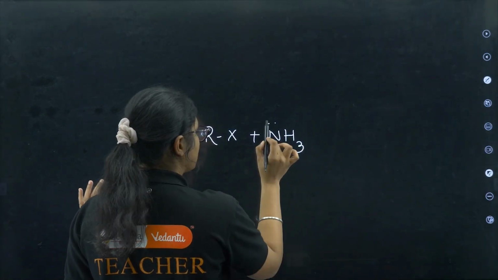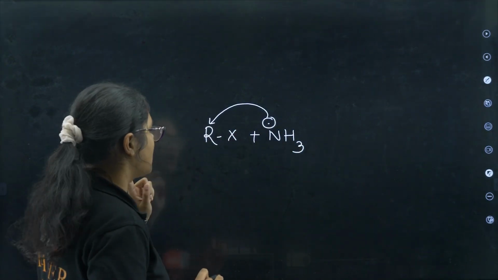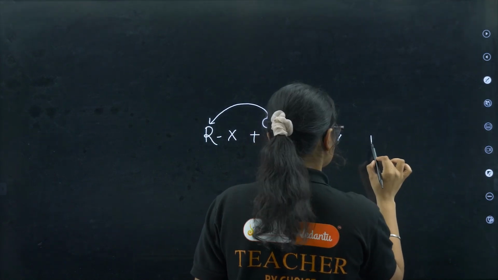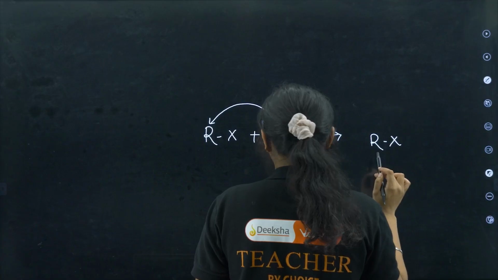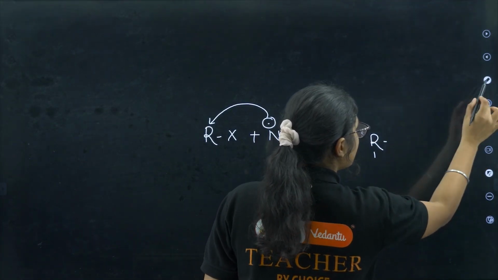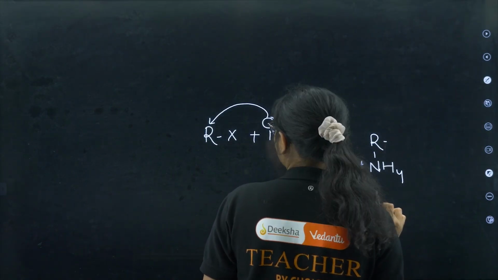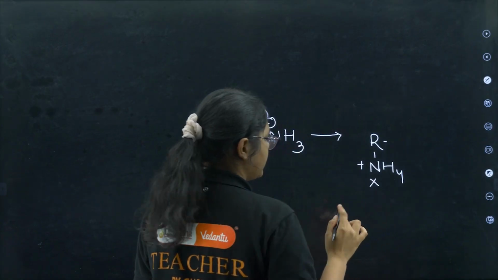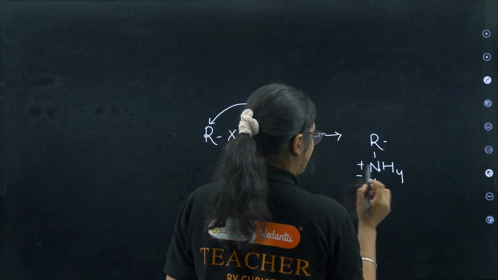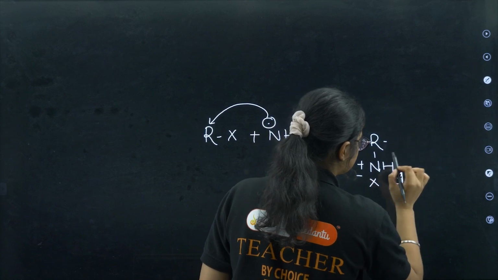Now this nitrogen lone pair is hyperactive. What will it do? It will attack this R group. So now what will happen? You will get RNH3 plus, this X will not be there, we can remove it, and it will form NH4 plus, and this X minus is also there. Now from this, what happens? To this R, the NH3 group has attached, and this HX part is there.